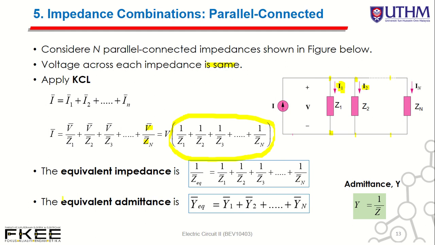So admittance, what is the definition of admittance? Previously we already discussed admittance. What is the unit of admittance? Siemens. Y equals 1 over Z, so we can write Y equivalent equals Y1 plus Y2, where Y2 equals 1 over Z2, until Yn. Admittance is actually the inverse of impedance, the inverse of Z. Is it clear?